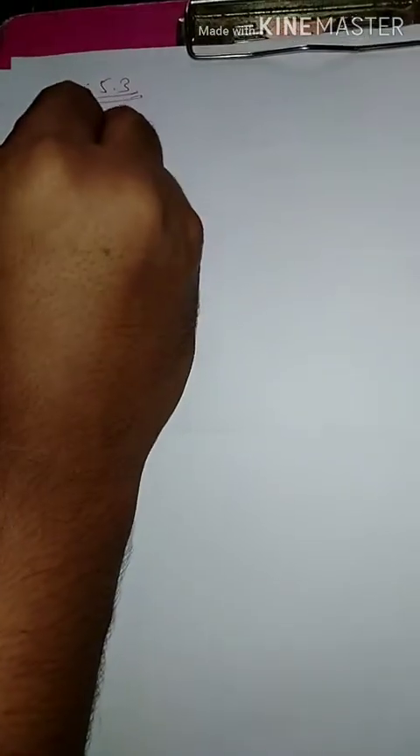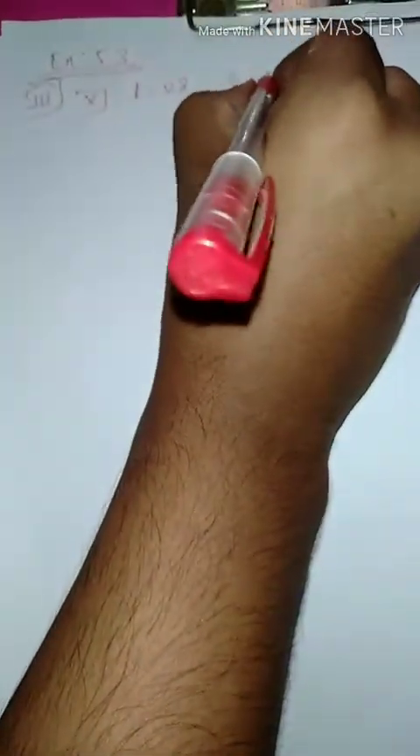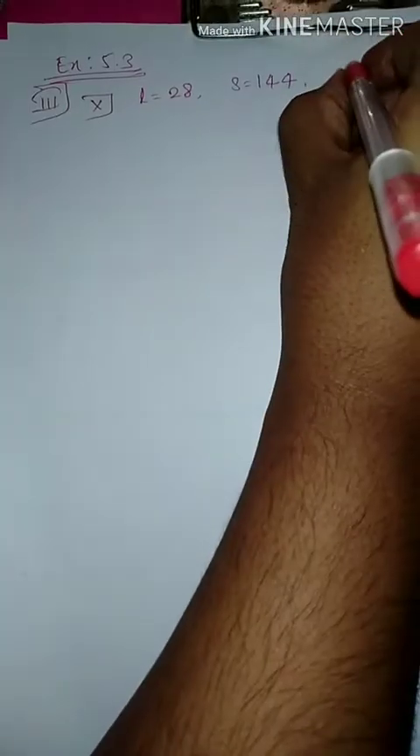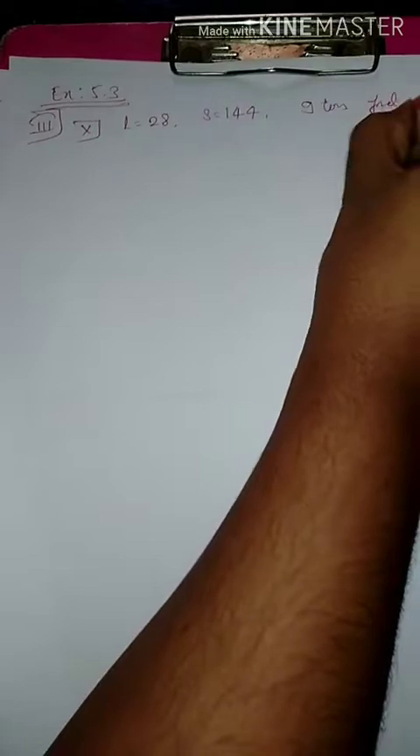And next problem, exercise number 5.3, third main, 10th example. So it is the last example. Given l is equal to 28, S is equal to 144 and there are a total of 9 terms. Find a.